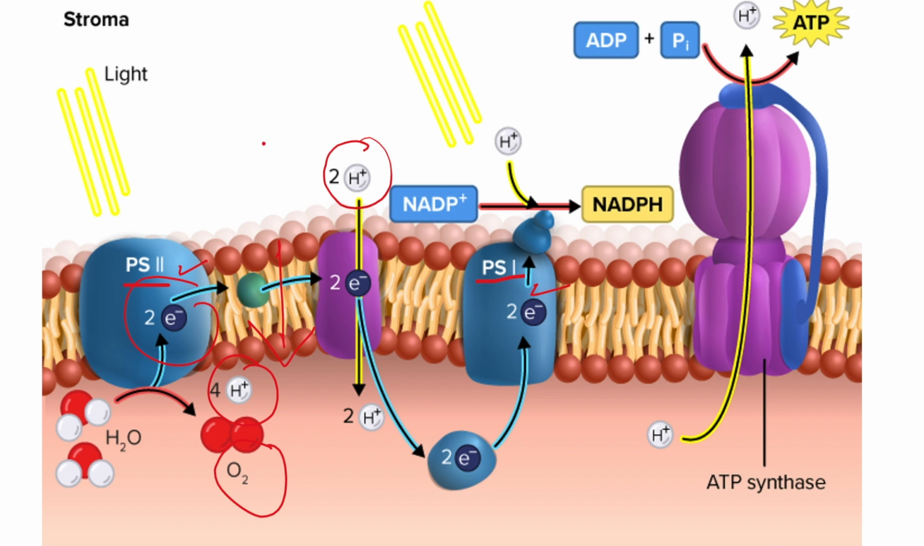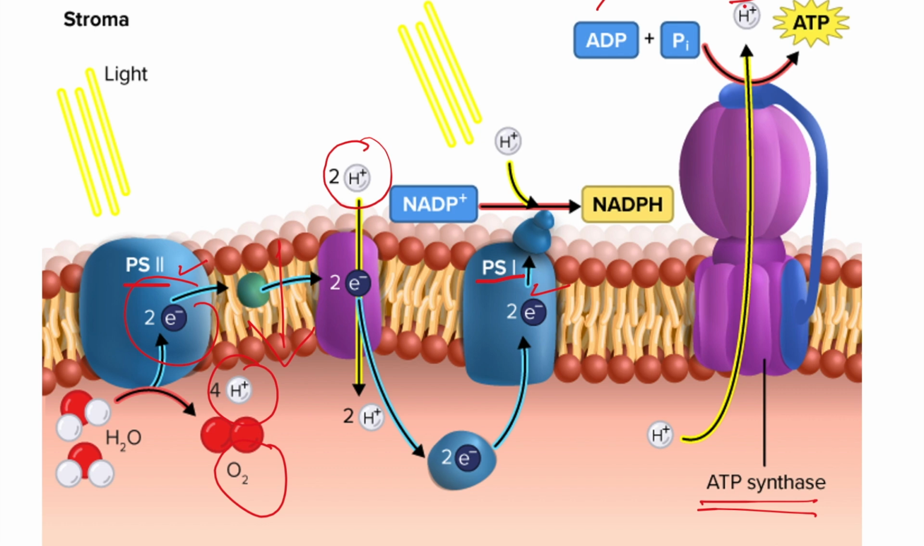And now the proton gradient, the difference in concentrations of hydrogen ions, drives ATP synthase, this enzyme, to convert ADP to ATP. This process, we call it chemiosmosis. I will explain it in detail. Now, after that, what will happen?